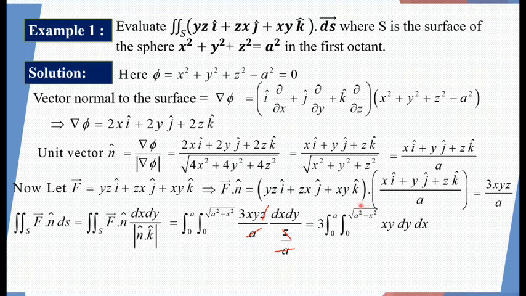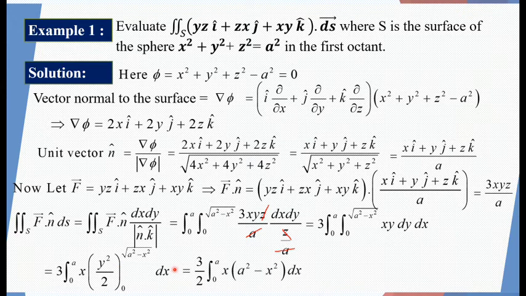So first we integrate with respect to y. So x is the constant, so we can take it outside, and the integral of y is y square by 2 under the limit 0 to root a square minus x square. So when we put the upper limit, y square converts into a square minus x square, and when we put 0, it is 0. So it will be 3 by 2, take this outside. So 3 by 2 integral 0 to a x times a square minus x square dx.